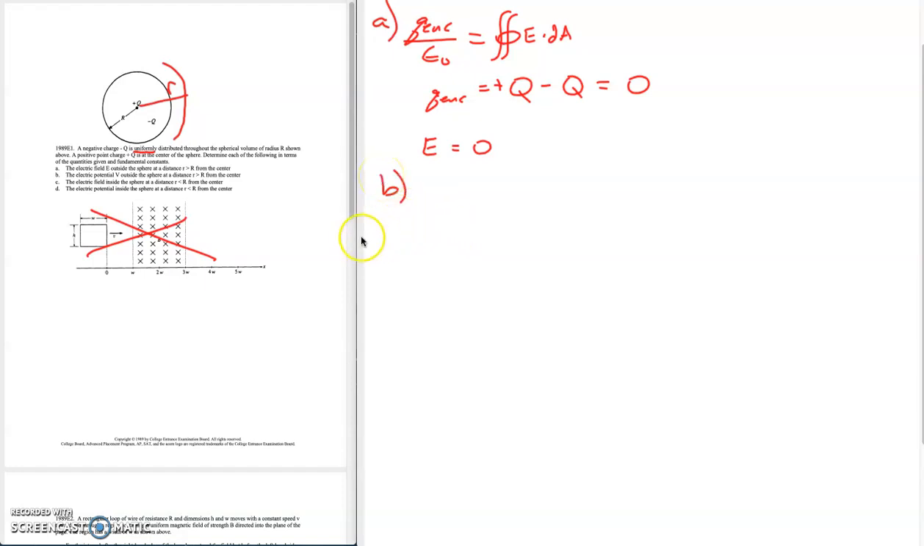Part B, the electric potential. We can do the same sort of idea for electric potential because the electric potential from a point charge is k Q enclosed over r. And again, the Q enclosed is going to be 0. So the electric potential outside the sphere is also going to be 0. What we have here is essentially a neutral atom.